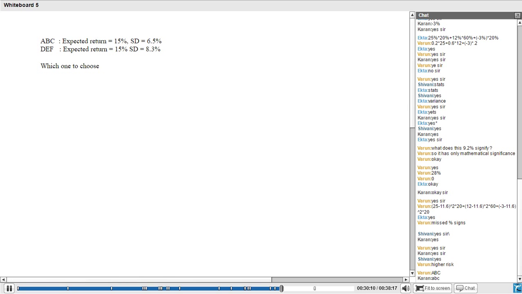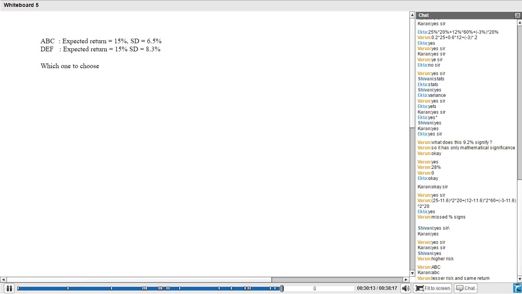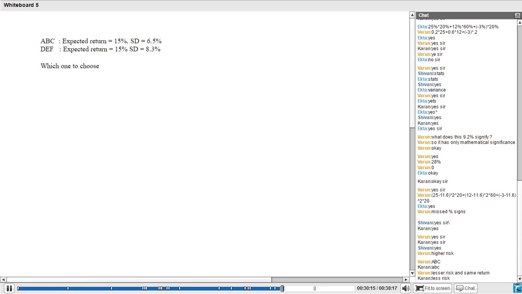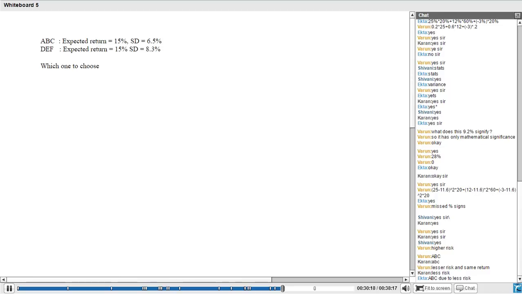Why should we choose ABC? Anyone? Okay, so first thing we would note is that the expected return is the same. Between both these cases, the expected return is the same, which is 15%. Now for the same expected return, ABC has lesser standard deviation and hence lesser risk.